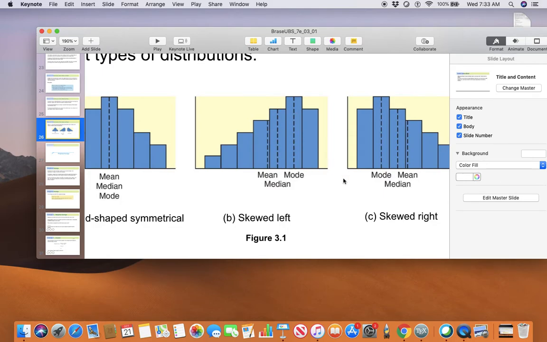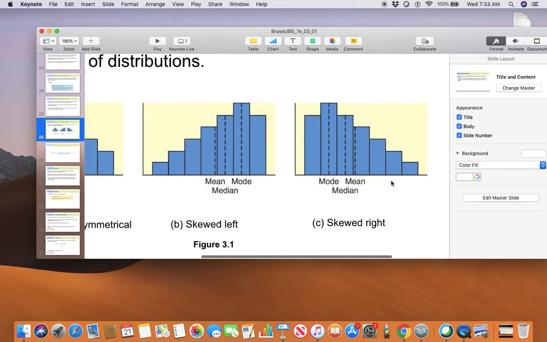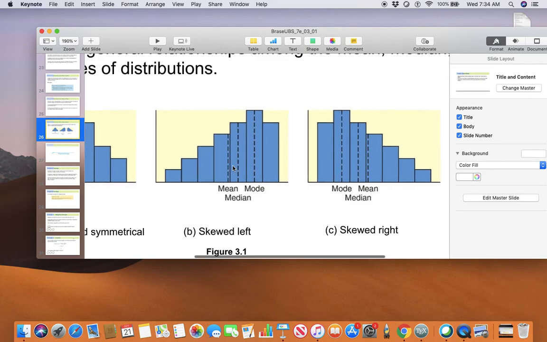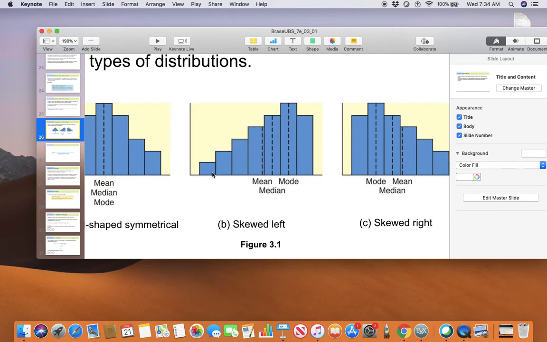Okay, now let's see here. Skewed right, so the tail is to the right. Mode is the one with the highest frequency. Mean is skewed to the right and median is between the two. So basically median is always between mode and mean. Mode follows the highest and then mean goes towards the tail. All right.